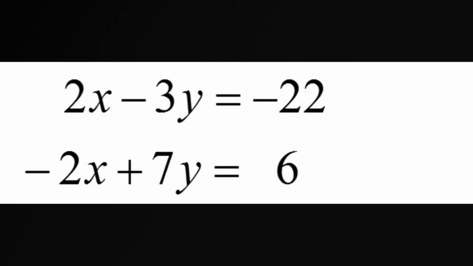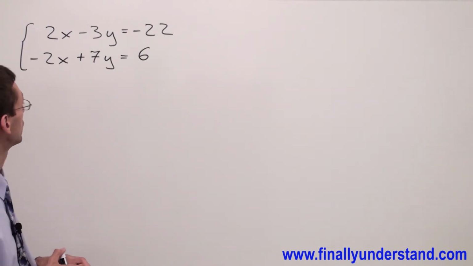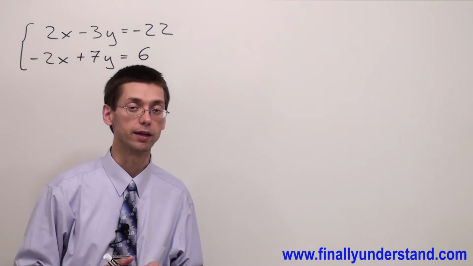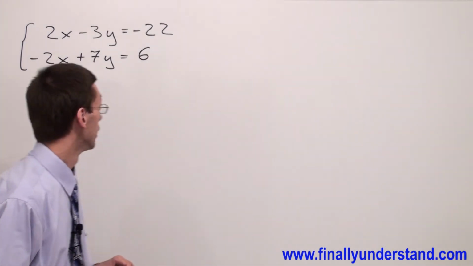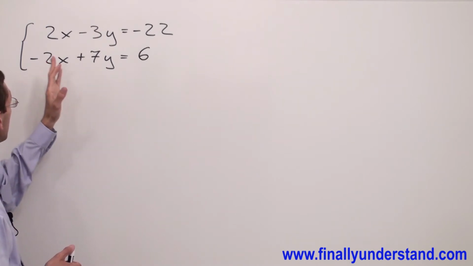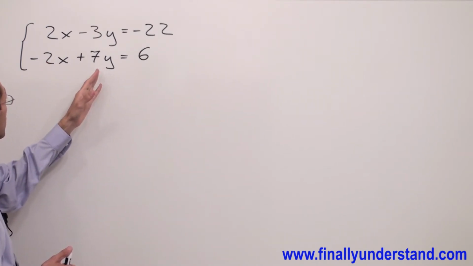Let's take a look at this system of two linear equations. Again, we're supposed to use the addition-subtraction method. Keep in mind that we're supposed to eliminate one of the variables. Always look at the coefficients of x and coefficients of y.